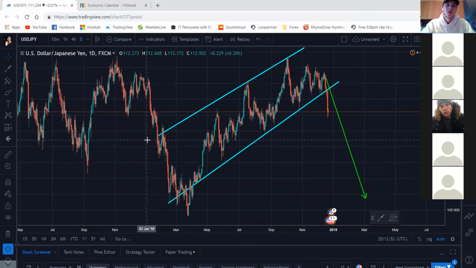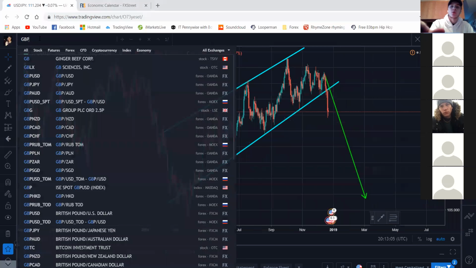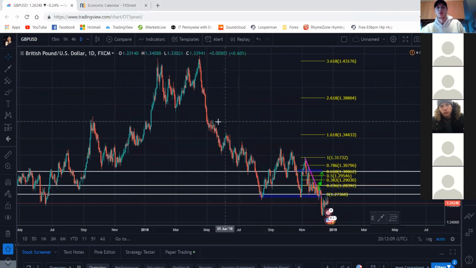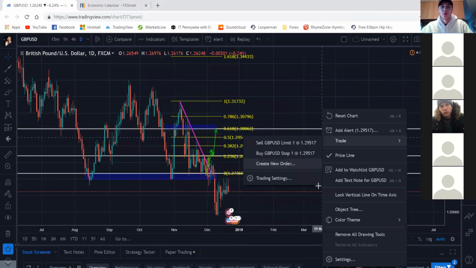So USD JPY, sell, obviously. USD CAD, looking for the sell as well. US oil, sell as well. Now, where are we looking at the Euro USD and GBP USD? I'm going to start with GBP USD because if you know me, you know this is one of my favorite pairs, and I love trading the GBP to USD. So that's what we're going to be looking at right now.